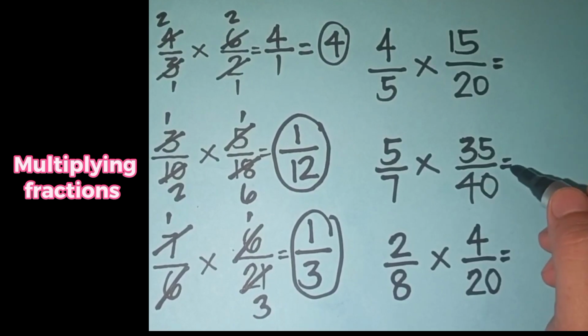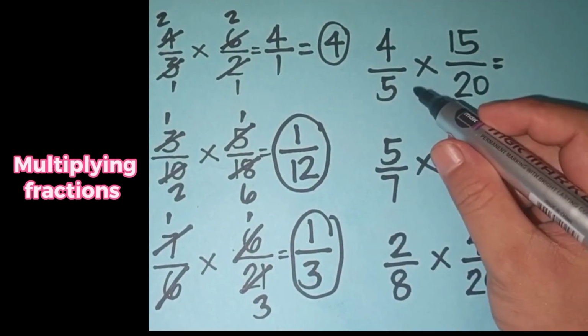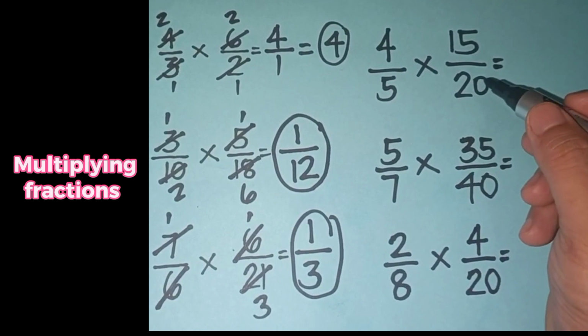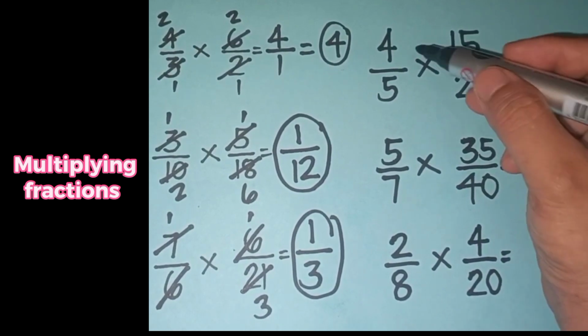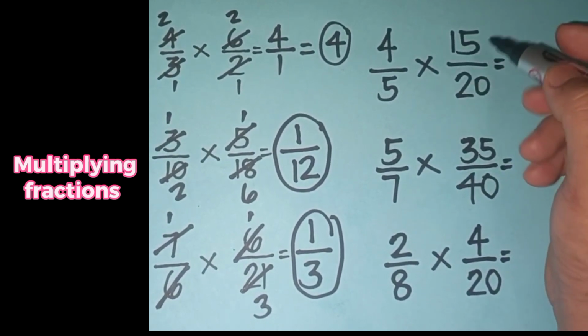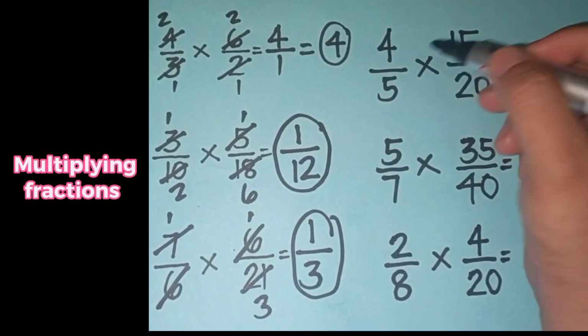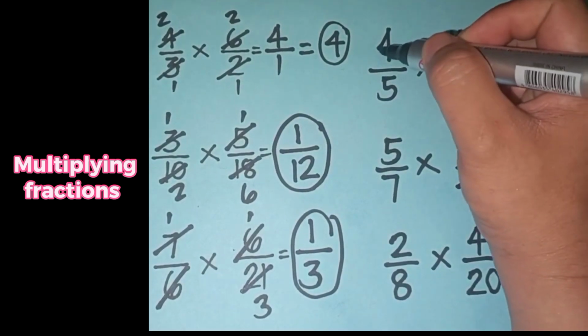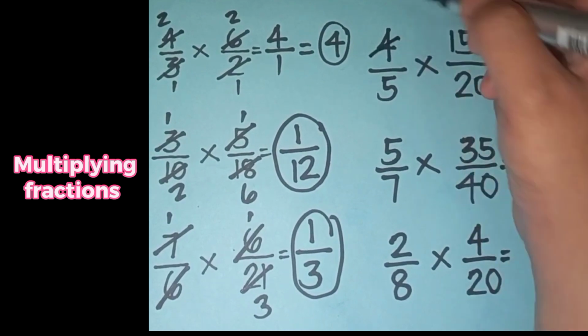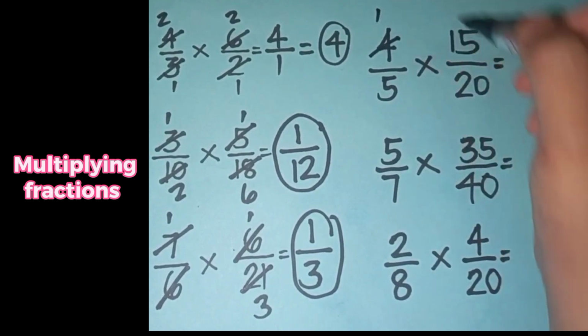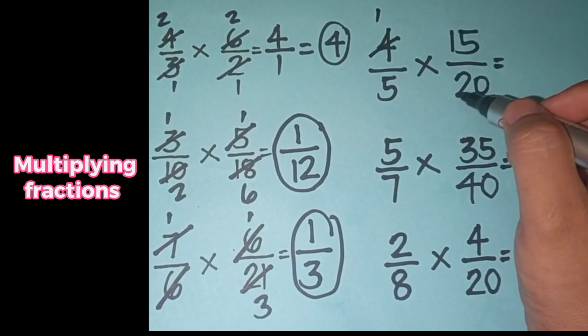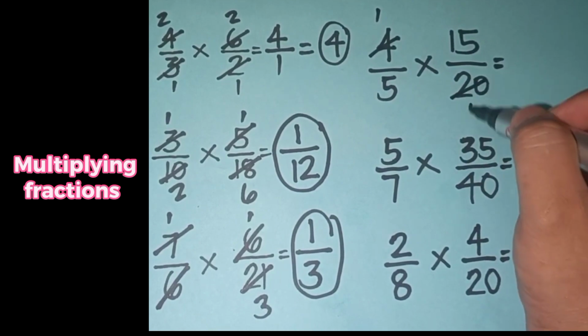Another example, we have 4 over 5 times 15 over 20. So between 4 and 20, we have the GCF, which is 4. So we simply have to divide out 4 by 4. 4 divided by 4, that is 1. In 20, how many 4 in 20? So we have 5.